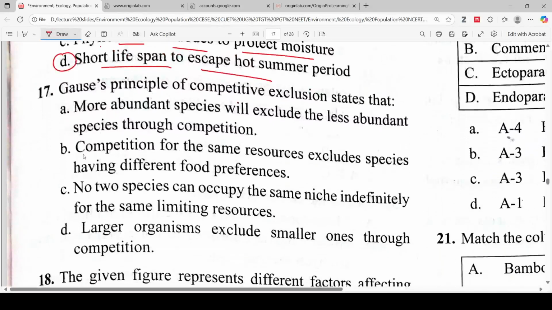Next question. Gause's principle of competitive exclusion states that more abundant species will exclude the less abundant species through competition. Competition for the same resource excludes species having different food preference. No two species can occupy the same niche indefinitely for the same limiting resource. So the correct answer is option D. Larger organisms exclude smaller, so these options are not correct. So next question.